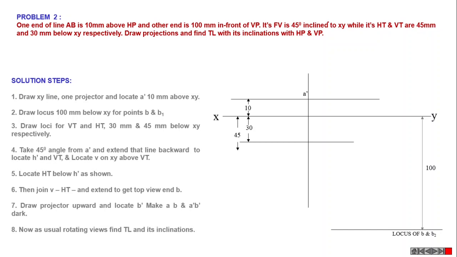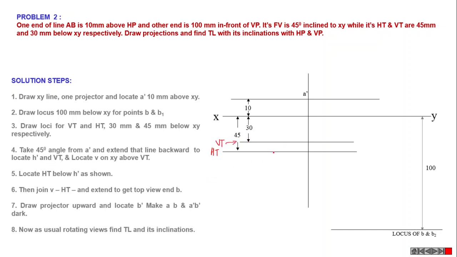HT and VT are 45 mm and 30 mm below XY line respectively. So this is the locus of 30 mm below line. This particular line is the locus of VT, not HT. This is the locus of VT, and a line which is parallel to XY line and 45 mm below XY line is the locus of HT. This is the locus of HT, and this is the locus of VT.